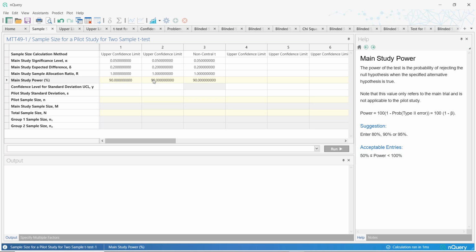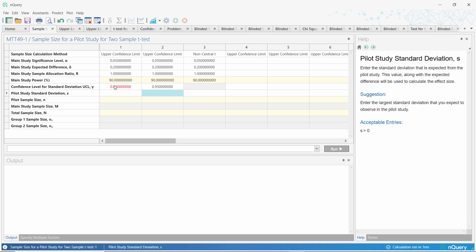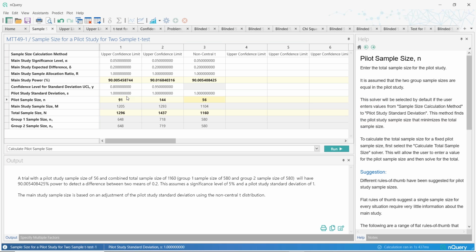Those are kind of our solver rows, as we call them internally. And the white rows are what we call input rows, things that are required to be inputted so we can do the calculation. And so we can see here that we put in this column 0.8, and then we put 0.95 in this column. This corresponds to an 80% one-sided confidence interval, and a 95% one-sided confidence interval. And then we just put in our pilot standard deviation of 1 into each one of these, and you can see that we now replicate the same sample sizes as from the McKean paper.